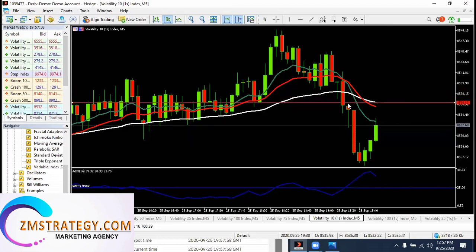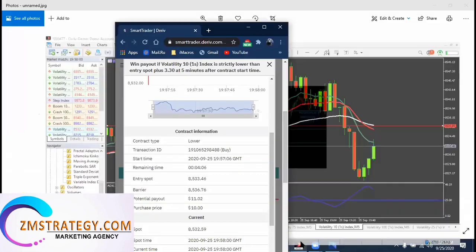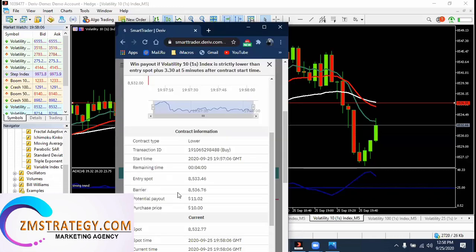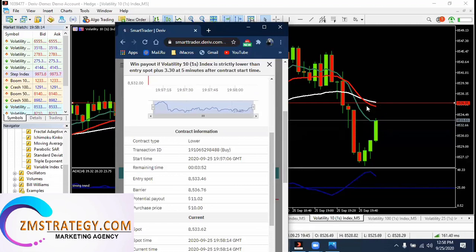8536.76. Okay, which is this. Let's see again. Now the barrier is 8536.76, at this particular spot here. So definitely before we are going to lose this trade, the market needs to go above this line before we can lose this trade.